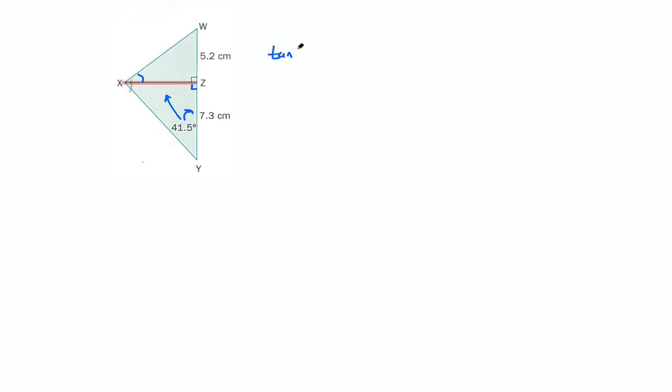So if I have tangent of 41.5, that's going to be the side XZ all over the adjacent, which is 7.3. Okay, so multiplying both sides by 7.3, I know what my XZ is, right? It's this. So that means I know this side and I know this side. So to find this angle, this is the opposite and this is the adjacent, right?